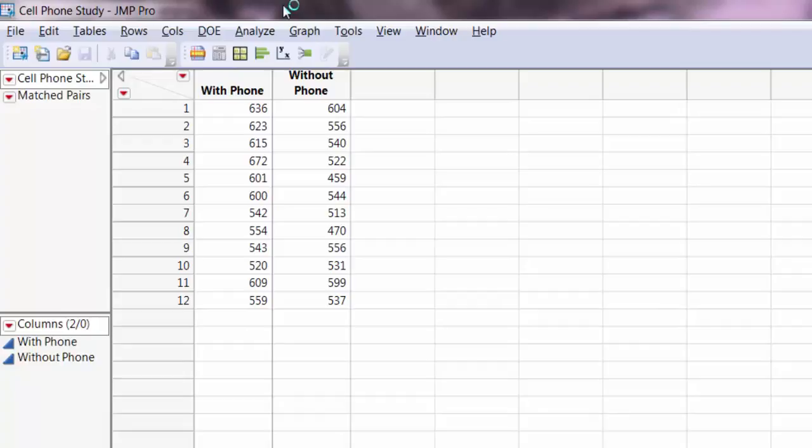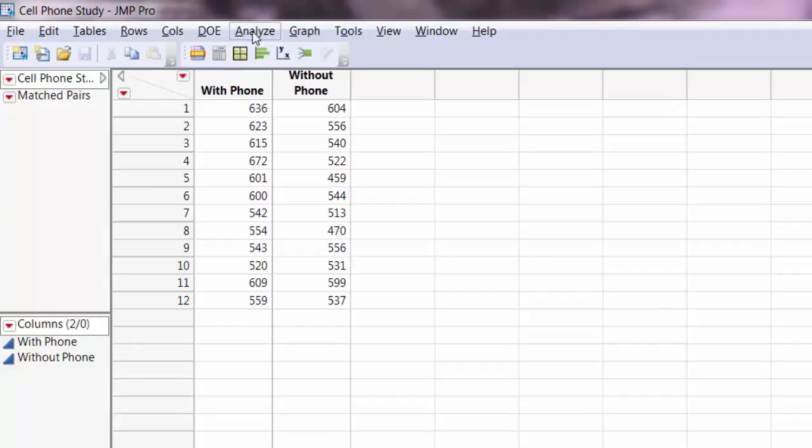Here I've got the data from the cell phone study, where we were interested in comparing drivers' reaction times when they were on a cell phone versus when they were not talking on a cell phone in a driving simulator. So you can see that subject 1, when they were on the phone, had a reaction time of 636 milliseconds, but a reaction time of 604 when they weren't on the phone. So it's important that each row corresponds to one subject in the study, or to one pair of observations.